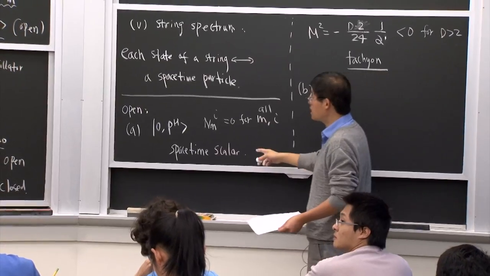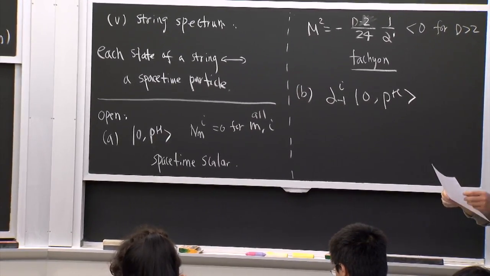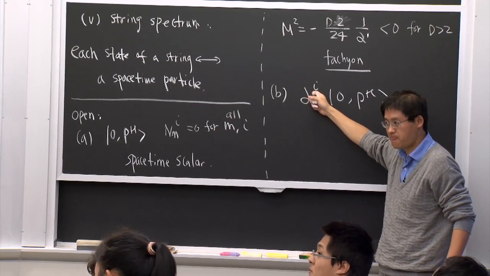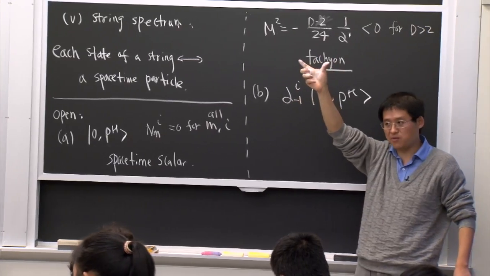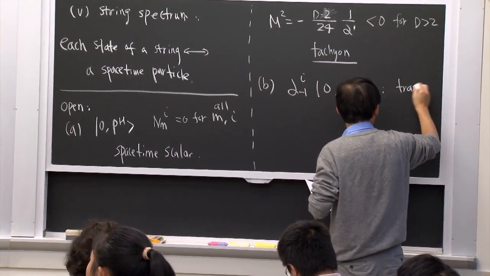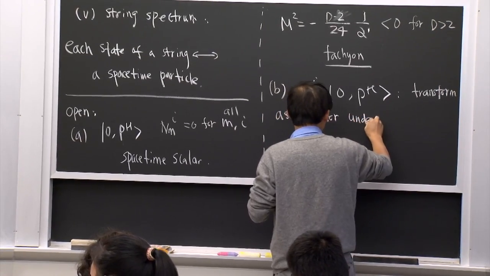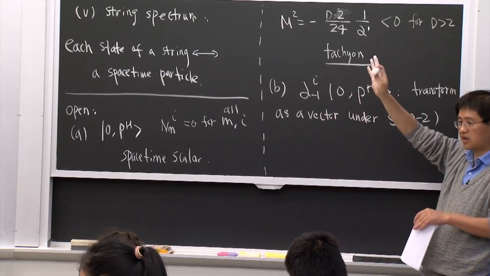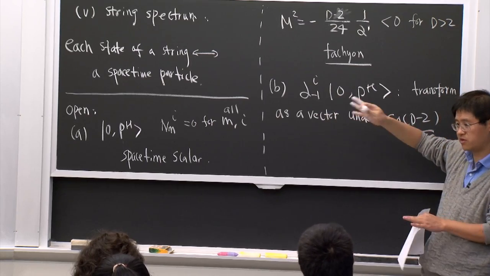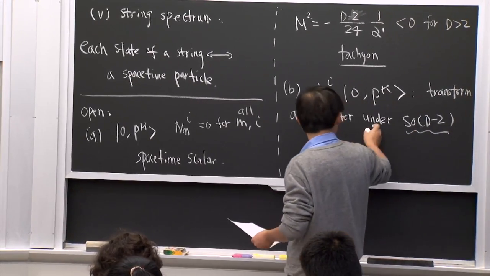So the second mode, you add alpha minus 1 on this worksheet ground state. Now this thing is interesting. First, there's an index i, and this index i is a space-time index. So this actually means this state transforms as a vector under SO(d minus 2), the rotation of the x^i directions. And remember, in the light-cone gauge, the Lorentz symmetry is broken, and this is the only symmetry which is manifest. And so that suggests this state should be a space-time vector.